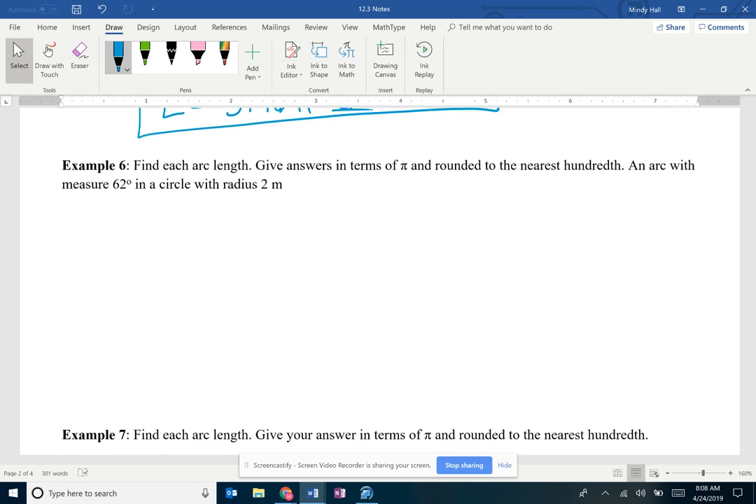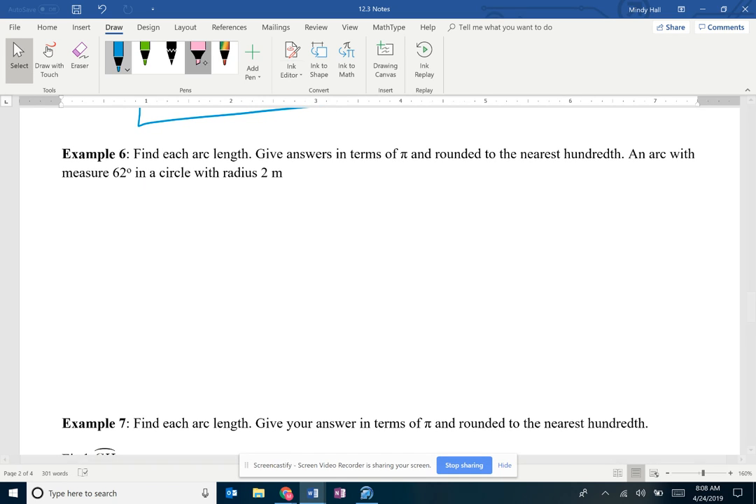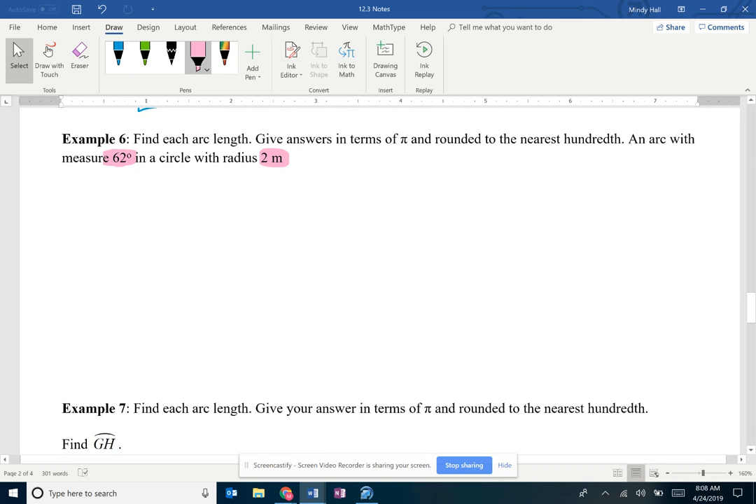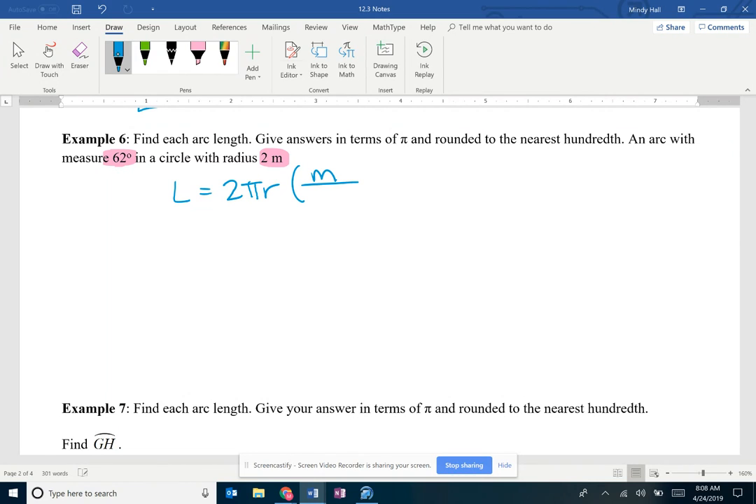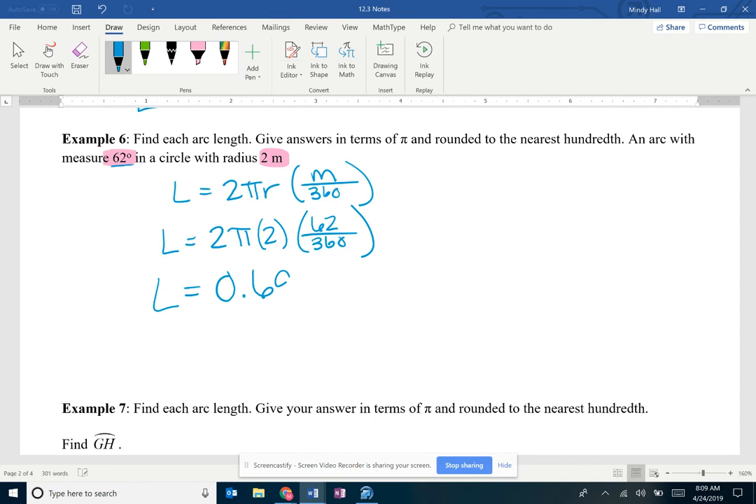Find each arc length. Give answers in terms of pi and round to the nearest hundredth. An arc with measure 62 degrees and a circle with a radius of 2 meters. Length is your circumference formula times your fraction of the circle, which is your arc measurement. So since our arc is 62, we're going to be plugging that in for m, and our radius is 2, so I'm going to plug that in for r. In the calculator, 2 times 62 divided by 360 gives you 0.69 pi. Or when you multiply the pi in, it is 2.16 meters.